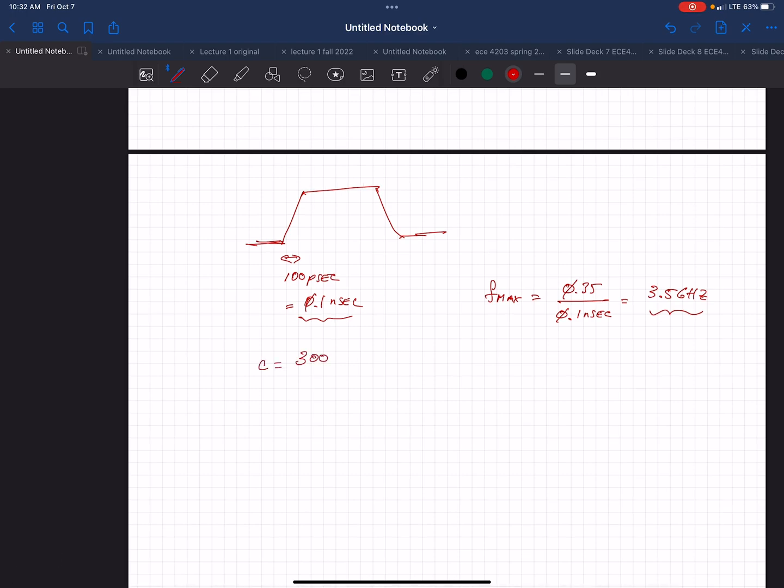Do you guys remember the speed of light? I think it's 300,000 kilometers per second, right? Anybody remember this? 3 times 10 to the 8th meters per second? Yeah, I think so. Okay, good.